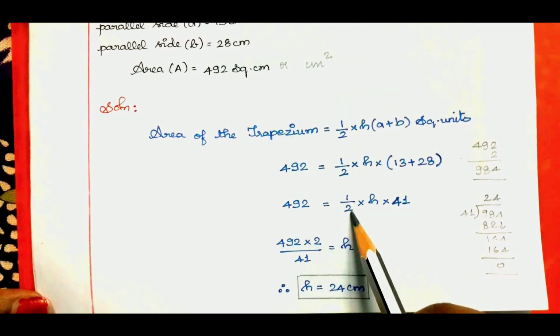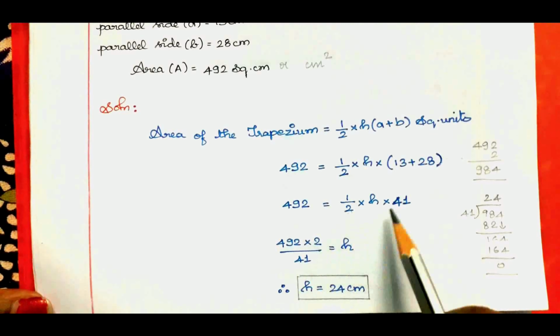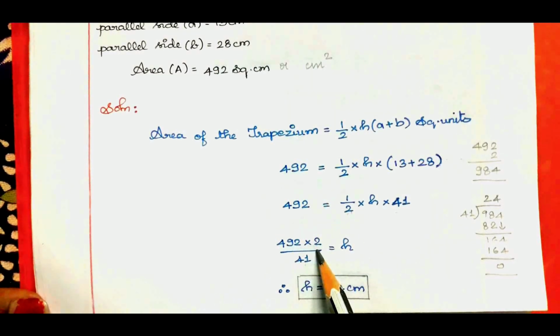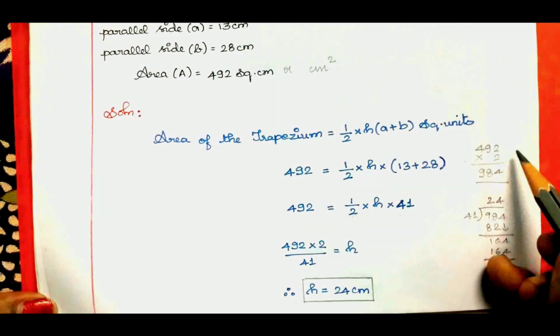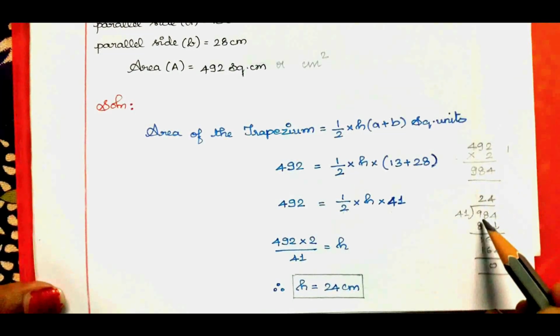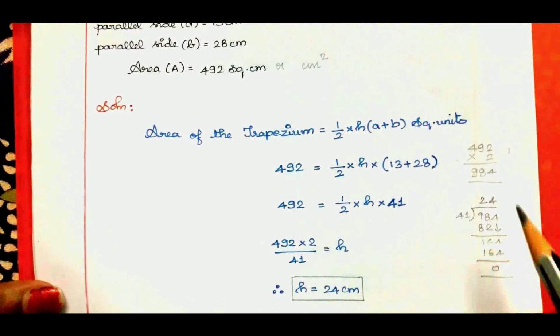Now I am going to take this 2 to the other side. It is down, that is in the denominator. When it goes to the other side, it becomes the numerator, that is 492 into 2 by 41. The 41, which is in the numerator, when it goes to the other side becomes the denominator. Now multiply this 492 into 2. 2 2s are 4, 9 2s are 18, remainder 1, 4 2s are 8, 8 plus 1 is 9. So now we got 984. Now we have to divide it by 41. So shall we start dividing?